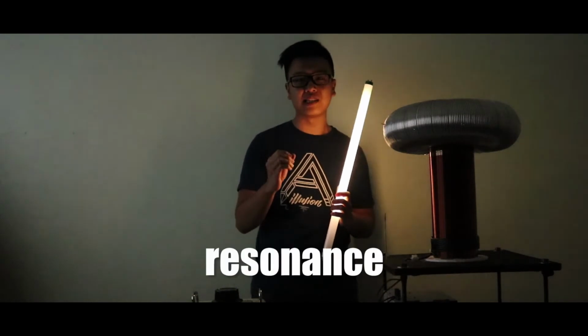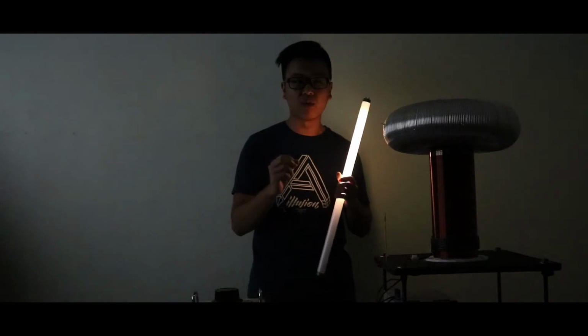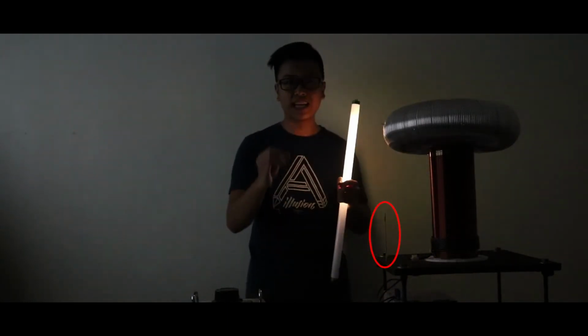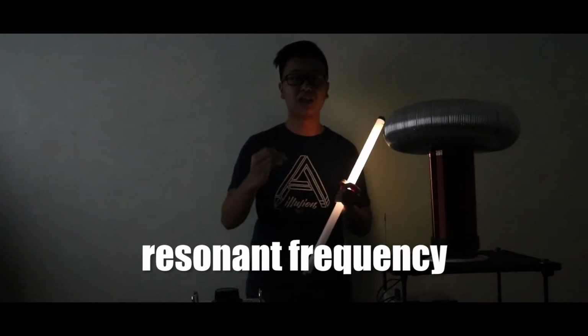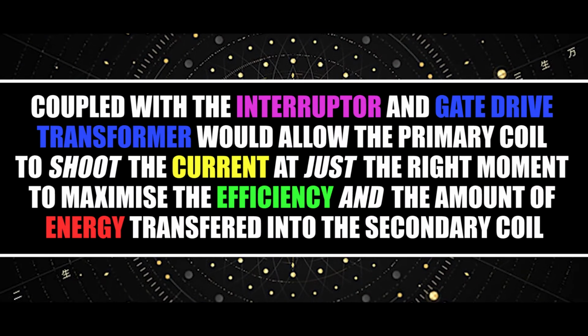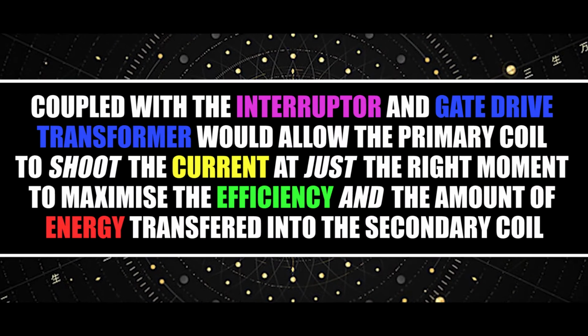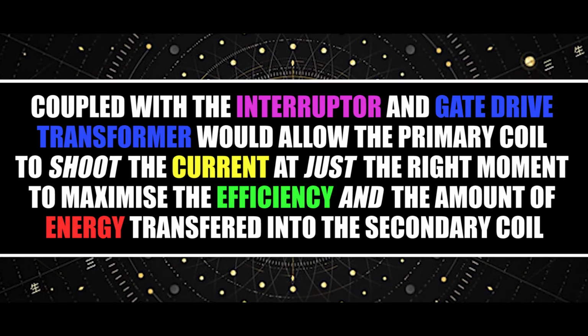The principle behind the Tesla coil is to achieve a phenomenon called resonance. This is when the primary coil shoots current into the secondary coil at just the right moment to maximize the amount of energy transferred. The way the SSTC accomplishes this is to use an antenna to find and automatically tune the drivers to the coil's resonant frequency, the frequency at which the response amplitude is at a relative maximum. This, coupled with the interrupter and gate drive transformer, would allow the primary coil to shoot the current at just the right moment to maximize the efficiency and the amount of energy transferred into the secondary coil.